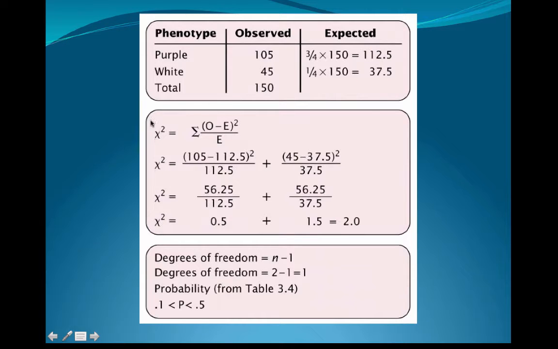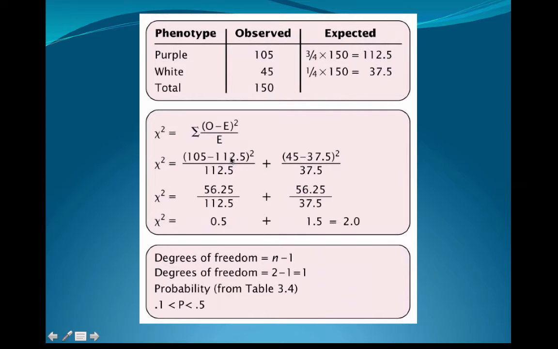The second major step is to use the chi-square formula, where chi-square is represented by x squared, and it represents the sum of the observed minus the expected, squared, divided by the expected. So you're going to have two terms here, one for purple and one for white. In our purple example, we observed 105 flowers, but we expected 112.